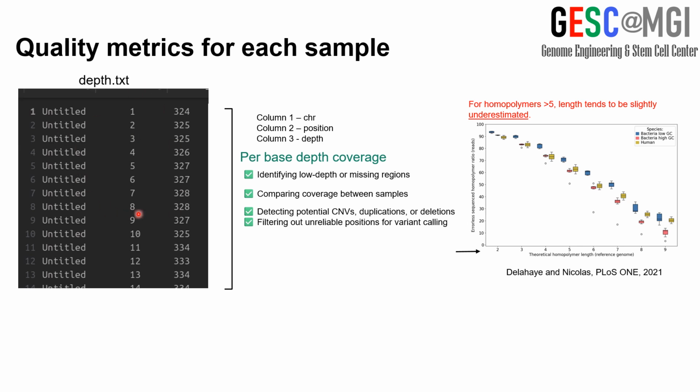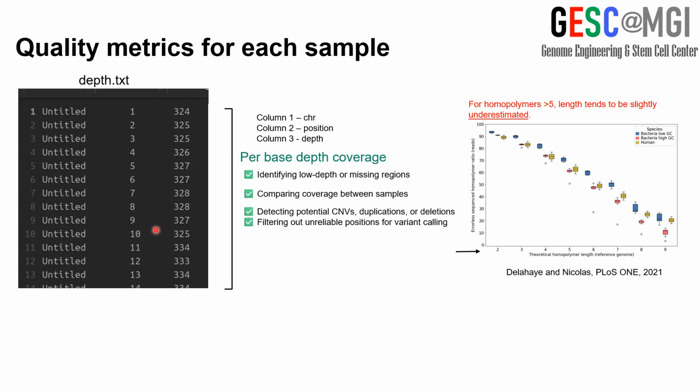This is what the depth file looks like. And in our case, again, we're using the transgene. It was just called untitled, so that's what the chromosome name is. The second column is the position along the sequence, and the third column is the depth of coverage for each one of those positions.